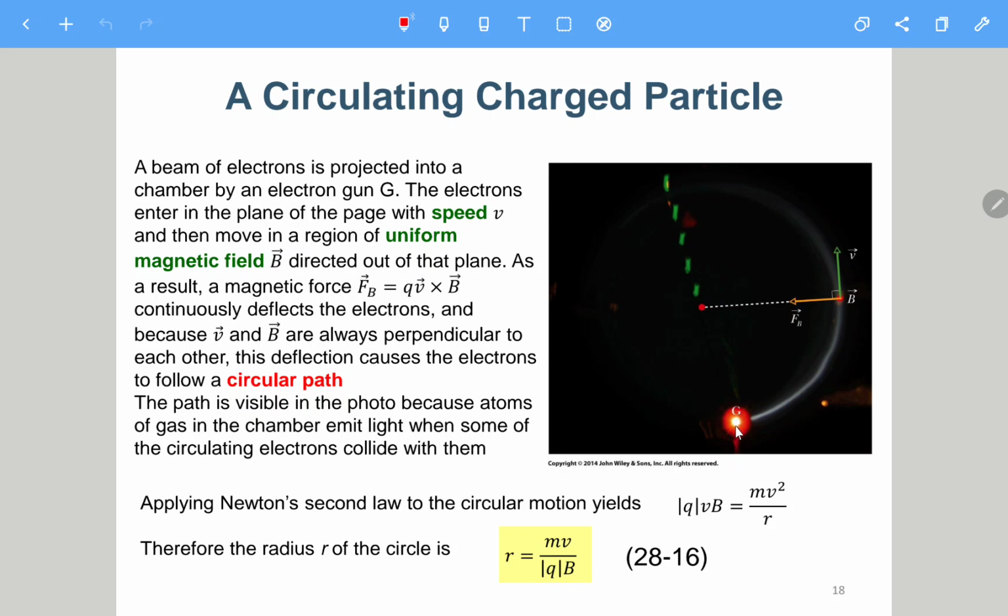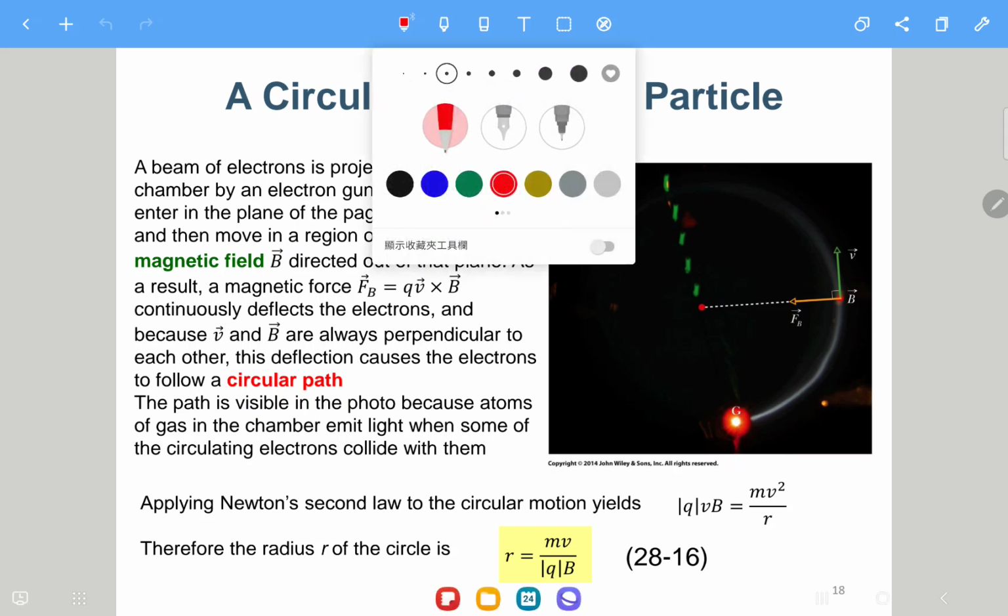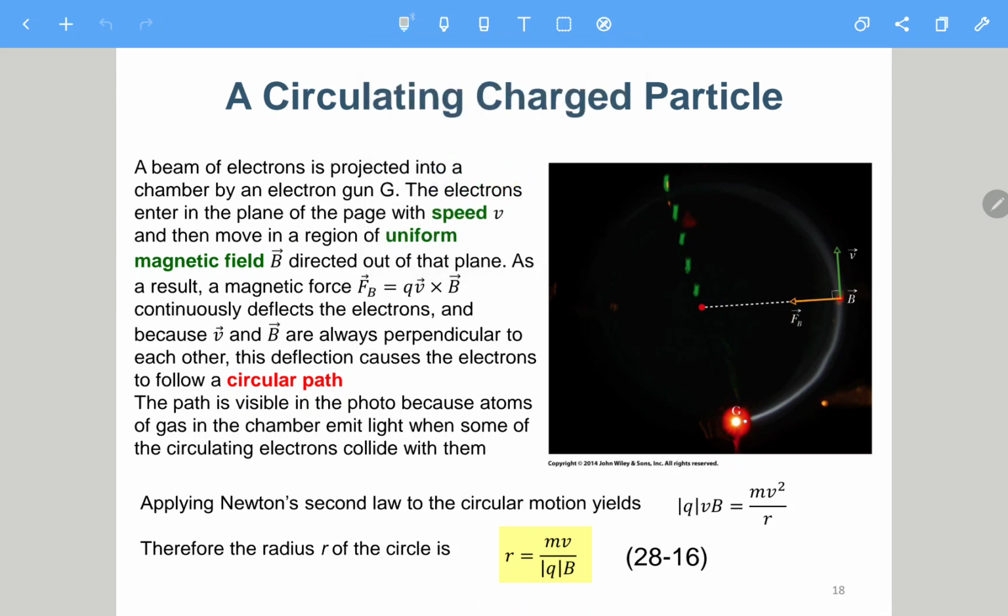Okay, so in that case, let me choose a light color, this is the initial velocity. It says that the electrons enter in the plane of the page with speed v, and then move in a region of a uniform magnetic field directed out of the plane. So throughout this region, there is a B field pointing out of the page. Of course here, B and V are perpendicular to each other.